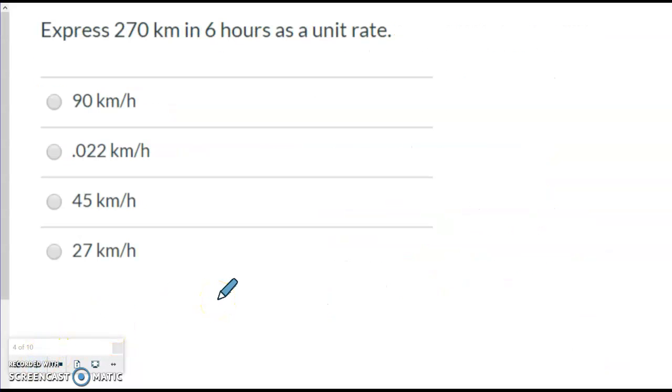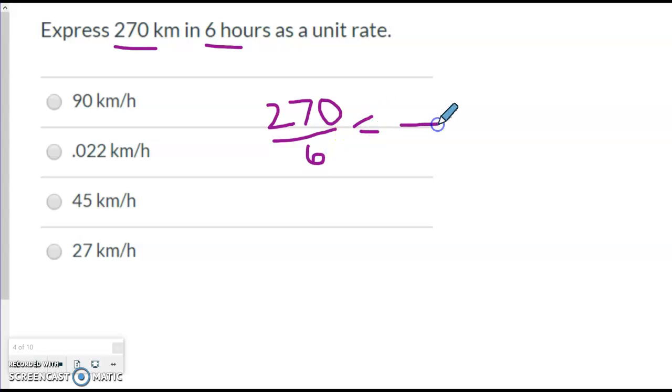Next one, 270 kilometers in 6 hours is a unit rate. Remember, unit rate is always based on 1. So in this situation, we would want to know how far we can go in 1 hour. We usually talk about miles per hour in America. In other countries, they would do kilometers per hour. So we have 270 over 6. We want to know how many miles, or sorry, kilometers they would go in 1 hour. We're basically dividing 270 by 6.